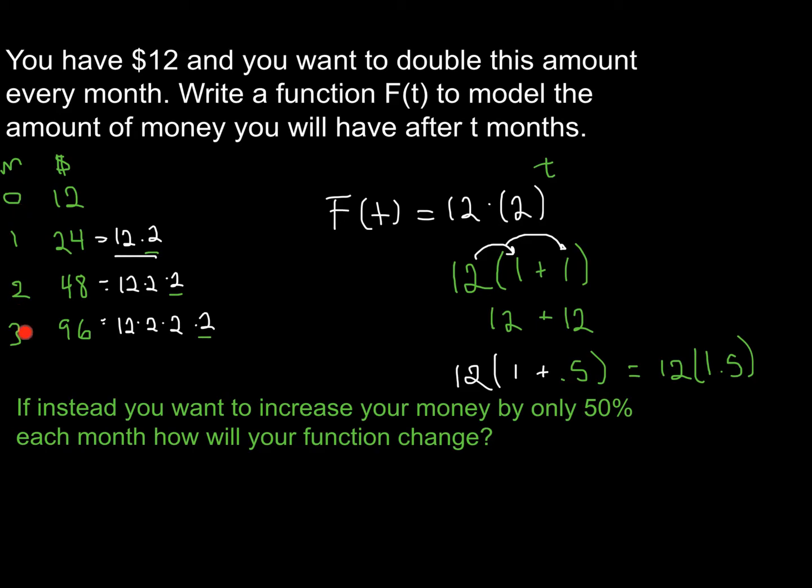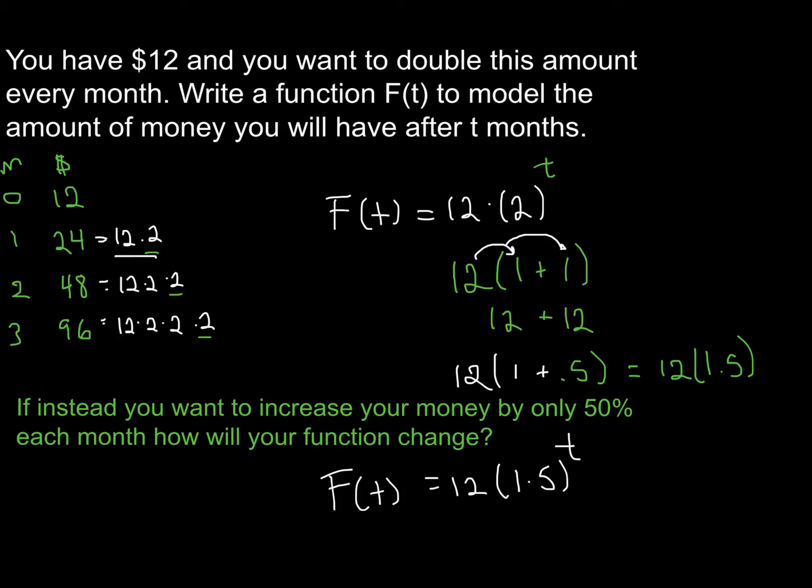So when I look back at my table of values, instead of doubling, instead of multiplying by 2, to increase by 50%, I'm going to multiply by 1.5. So I'll multiply by 1.5 instead of 2, which leads me to my function f of t being 12 times 1.5 to the t. Because now, every month, I'm going to add 50%. In other words, I'm going to multiply by 1.5.